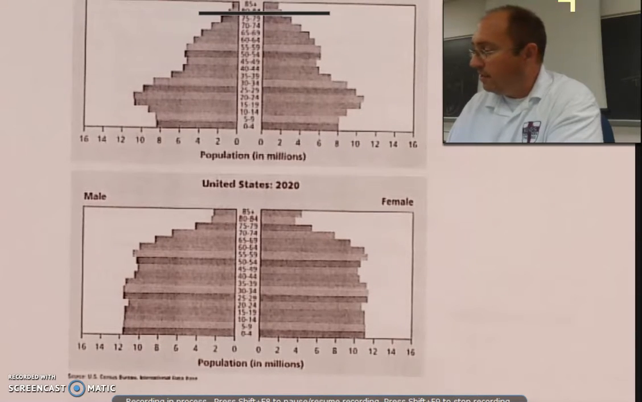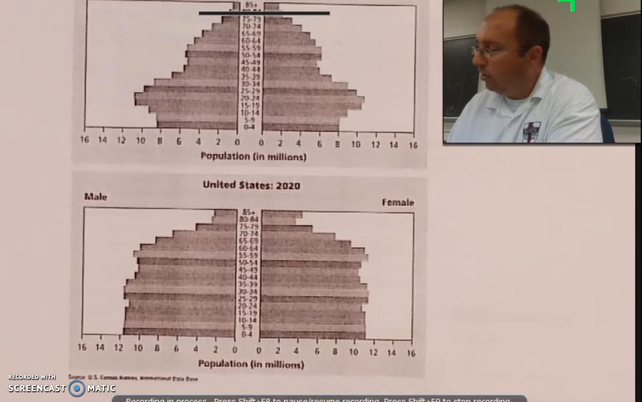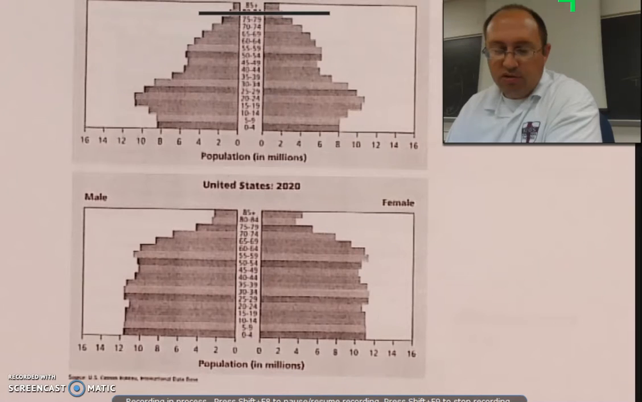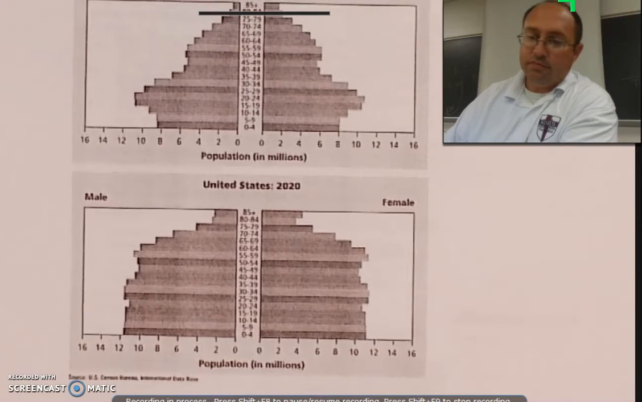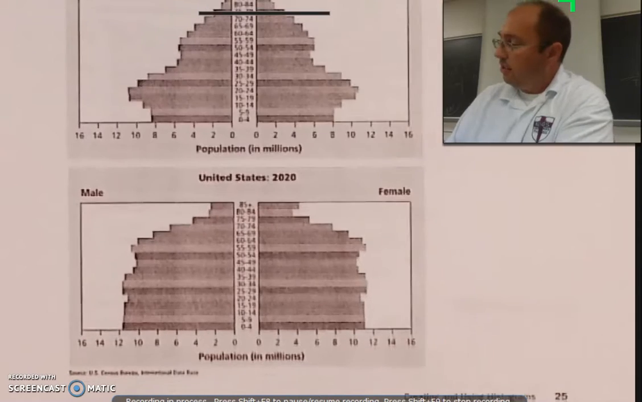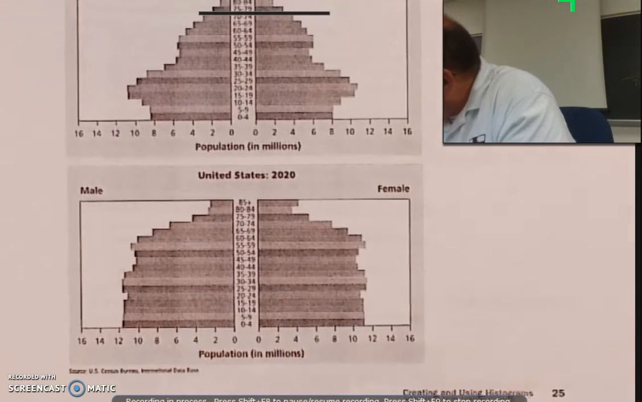I don't know why these demographers, which is what they're called, made this estimation. They must have some information which leads them to believe that this is going to be the case. But the prediction comes from the U.S. Census Bureau.